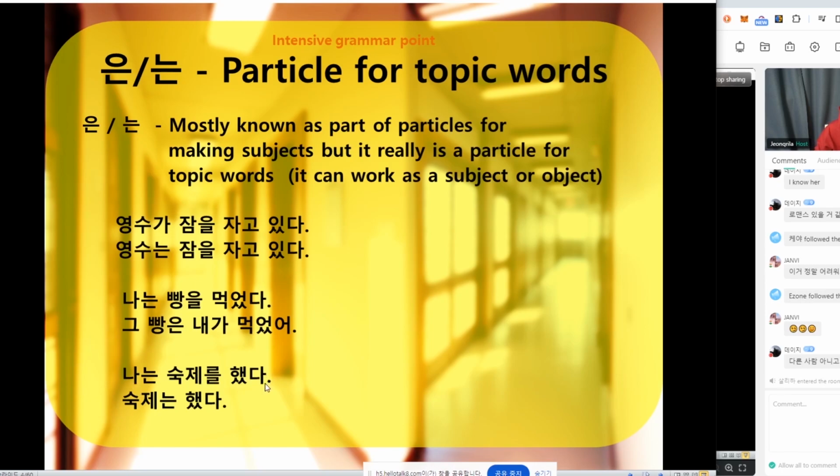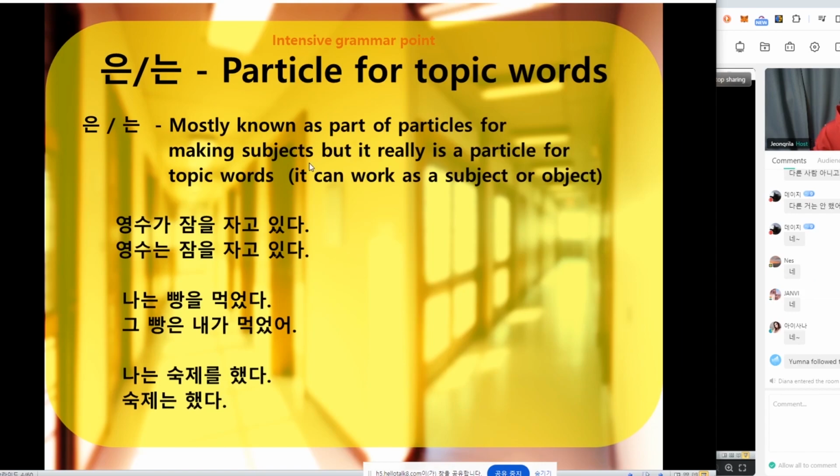Or like this, 나는 숙제를 했다. I did 숙제, my homework. So 숙제를, this part is object, right? However, you can also say 숙제는 했어. 숙제는 했다. So 숙제는. 는 is used instead of 를. Right? So 은 or 는 is actually used for subjects or objects, which means it is the real particle for making topic words. Not used only for subject. Okay? So this is a difference. Can you understand my explanation? If you're a beginner, there might be some difference. Just try to think like that. Okay? This is a really challenging point.